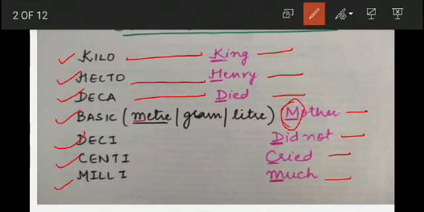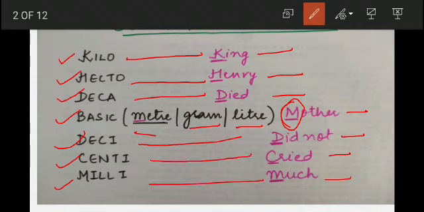So if it is length you can have meters, if it is weight you can have grams, and if it is capacity you can have liters. From did not you remember the word deci, from cried remember centi, and from much remember milli. So it becomes King Henry died, mother did not cried much. Now we have the biggest unit as kilo and the smallest unit as milli. So I am repeating the mnemonic once again. King Henry died, mother did not cried much.